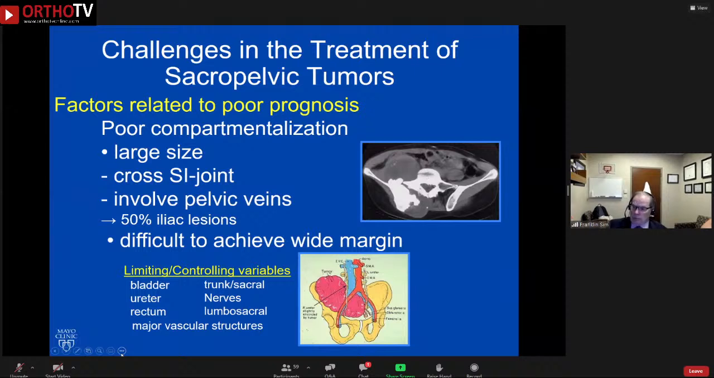This shows the challenge in sacropelvic tumors. The pelvis is not well compartmentalized. These tumors can grow to very large size before they're recognized. They can cross the sacroiliac joint, involve vascular structures, and it's difficult to achieve clear margins many times because of the relationship to the viscera.